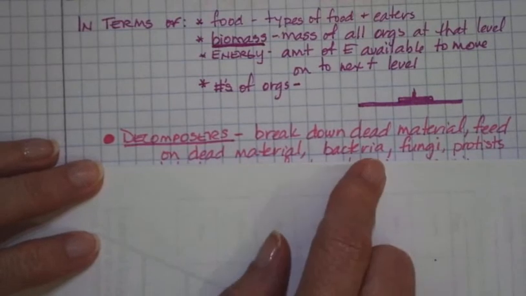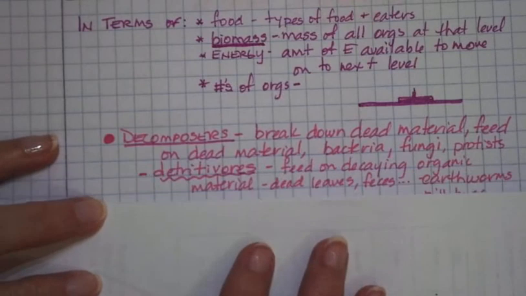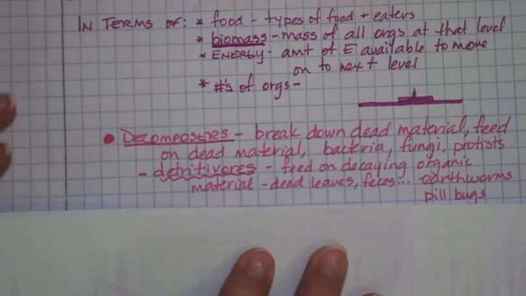Examples are bacteria, fungi, protists, and there's a special type of decomposer that we call a detritivore. These detritivores feed on decaying organic material. Think about leaf litter, or underneath trees and bushes where you have this really rich soil with a bunch of dead leaves that fall. If you have an organism that drops its leaves every season, it's got a lot of decayed plant material, and it's not really dirt. It's in the process of becoming dirt.